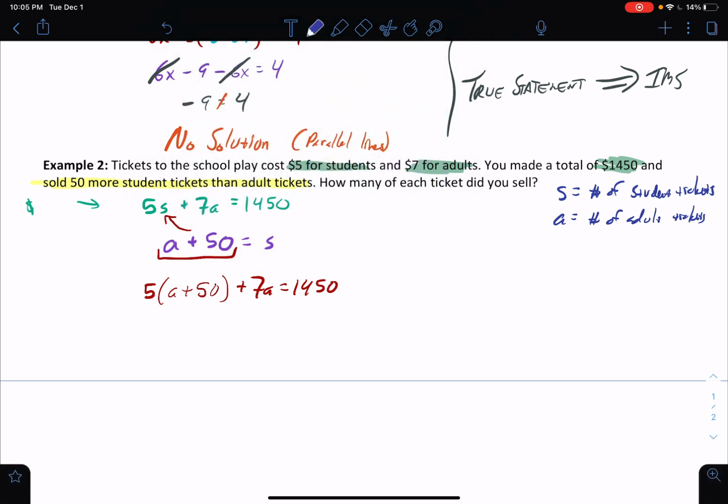Distribute. So we get 5A plus 250 plus 7A equals 1450. So I get 12A equals, use my calculator for quick. It's late, I don't want to do mental math. 1200. So A equals 100. Okay? So the number of adult tickets is 100.